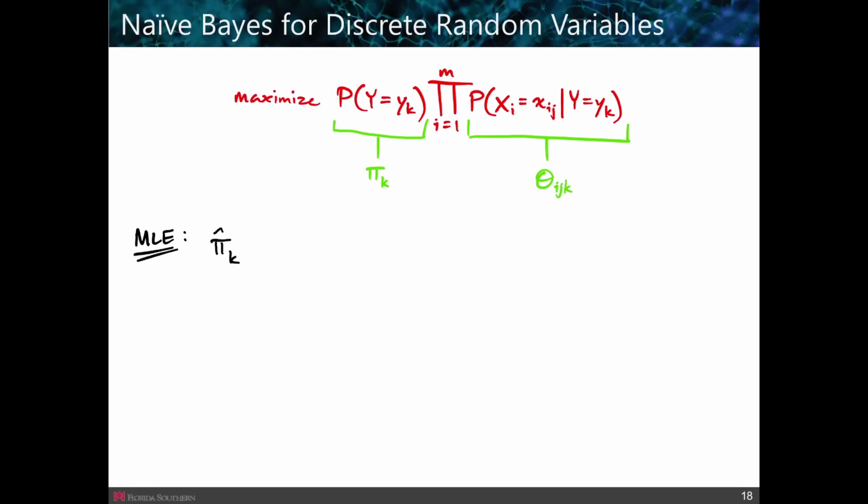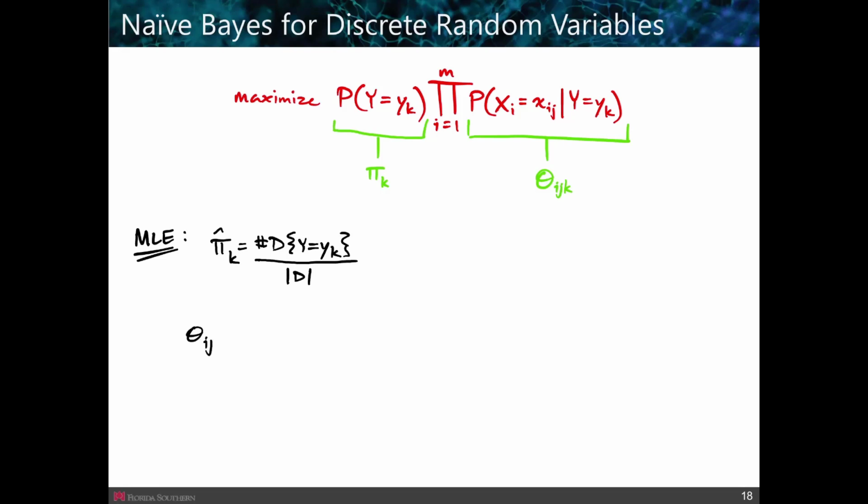If we were to estimate pi_k, that would equal the number of instances in our data set where y equals y_k. That notation might look a little funny, but let me say it again. That means the number of instances in our data set D such that y equals y_k, divided by the length of our data set, the number of samples we have. That's the MLE estimate for priors.